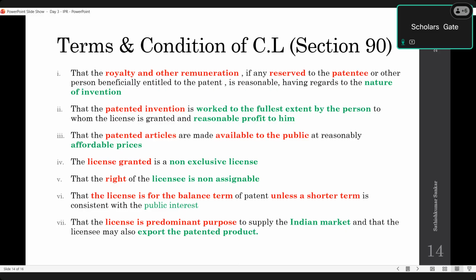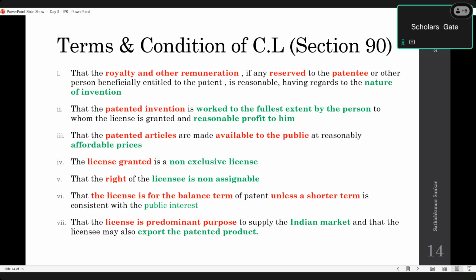The term of the compulsory license is the rest of that patent's life, up to 20 years. So once the compulsory license is issued after 3 years, it will be valid for the next 18 years. But at any time the patentee can revoke that compulsory license, and the licensee can also revoke the license.